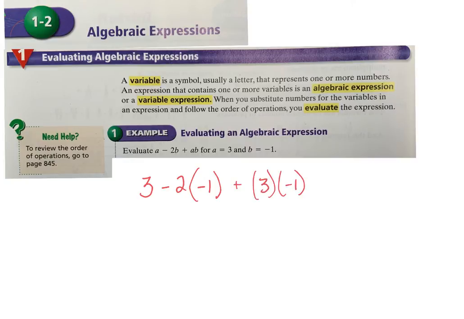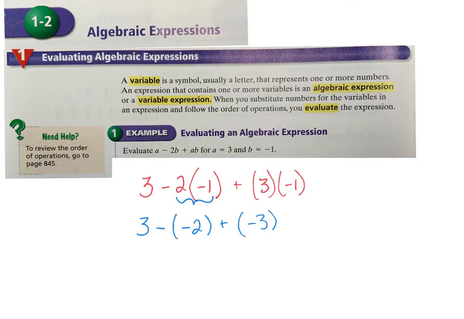Now, once we've done this, we are going to use order of operations. That's what we do, right? So if positives and negatives bother you, you may want to pay attention here to what happens. We have 3 minus, and then this right here, 2 times -1. What is 2 times -1? -2. So I'm putting that in parentheses. Why do you think I'm doing that? So I don't confuse those negatives right there, right? Plus, and then 3 times -1 is -3.